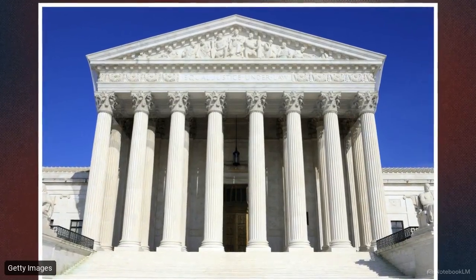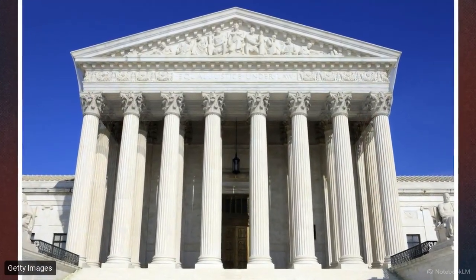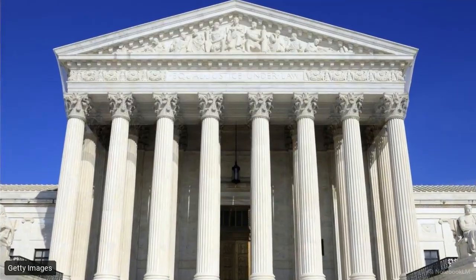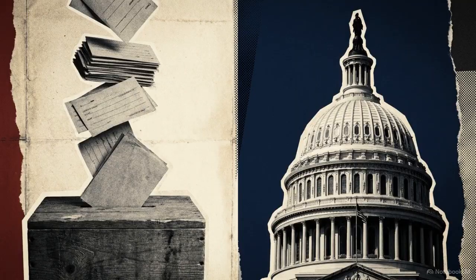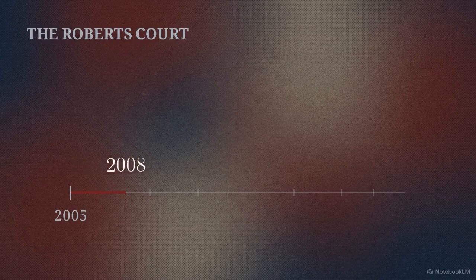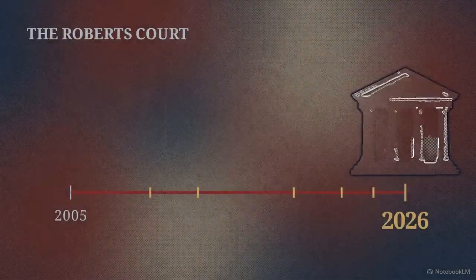On June 29, 2026, the Supreme Court handed down two rulings, Watson v. RNC and Trump v. Slaughter. Taken together, they dictate how votes are counted and who actually controls the federal government. These decisions represent the culmination of a highly deliberate, decades-long judicial project.